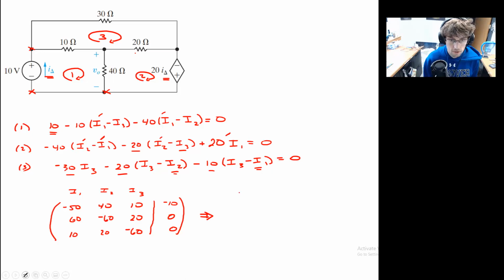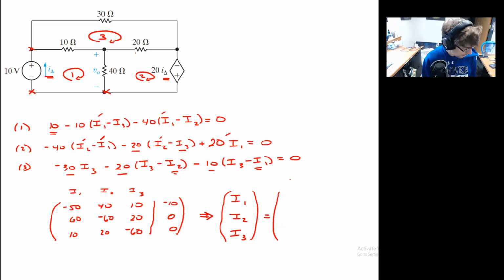Always good to double check. There are a ton of fat finger typos all over the place. But what I have is that I1, I2, and I3 equal negative 3.2, negative 3.8, and negative 1.8 amps. In other words, I have chosen the wrong direction for all three of these currents. C'est la vie. Not to worry, that's fine.